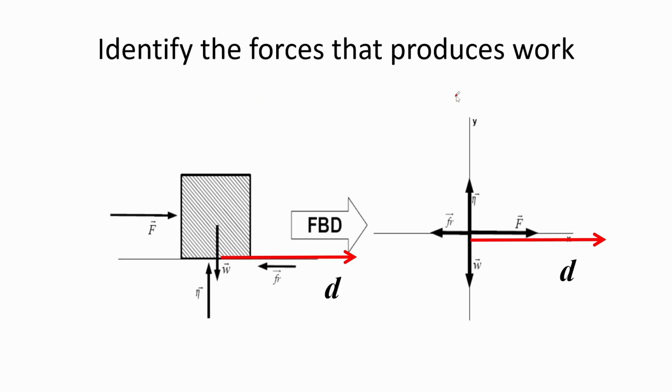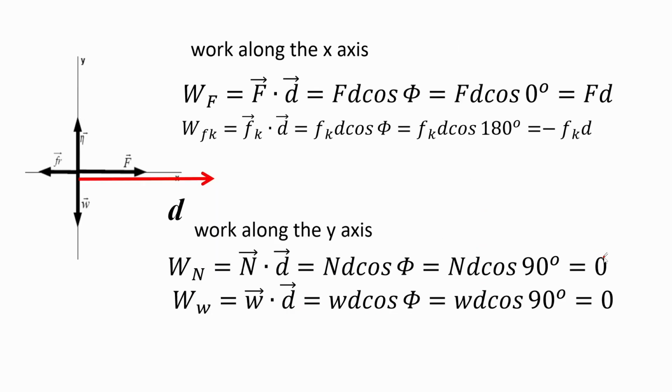So, we go back to the free body diagram of a block. If you remember, this block has forces interacting with it. Let's say the block is moving in this direction. That is the distance traversed. So you have the force here, you have the normal force, you have the weight, and you have the friction. The sum of the effects is that it moves the block a distance d.